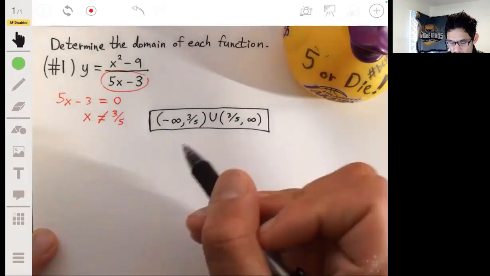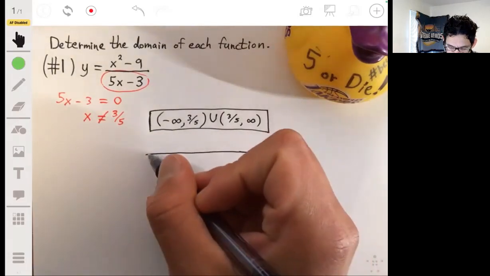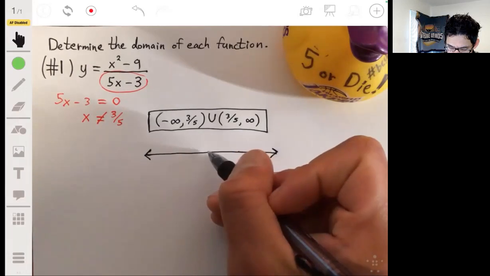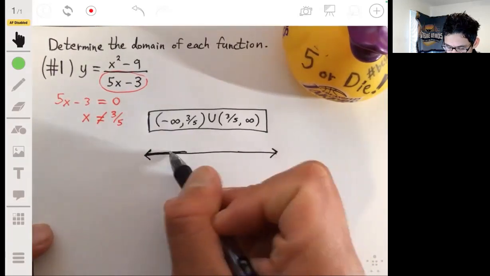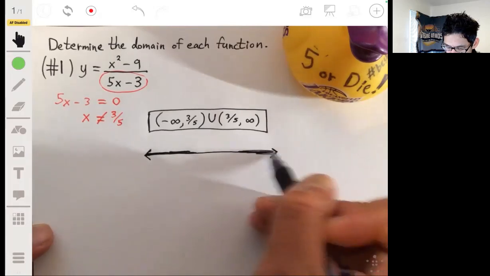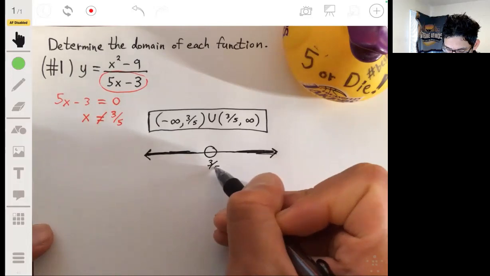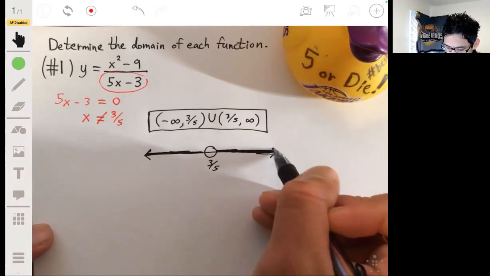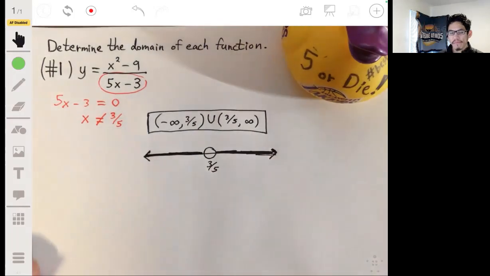Now, just for a bonus, let's draw a number line, because it's really good to always get used to visualizing this in your head. So to the left, -infinity, and to the right, +infinity. And there's going to be an open circle at 3/5. This would be called a jump discontinuity, if you remember functions and whatnot. All right, so let's look at the next one.